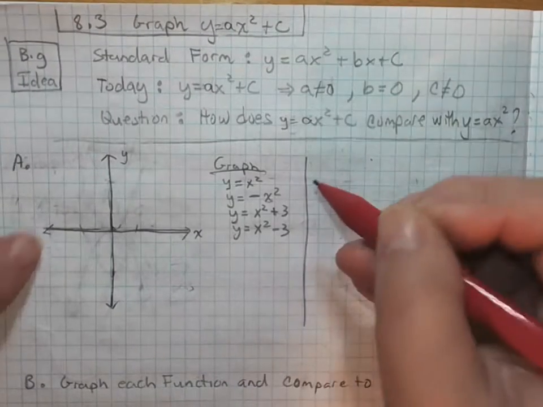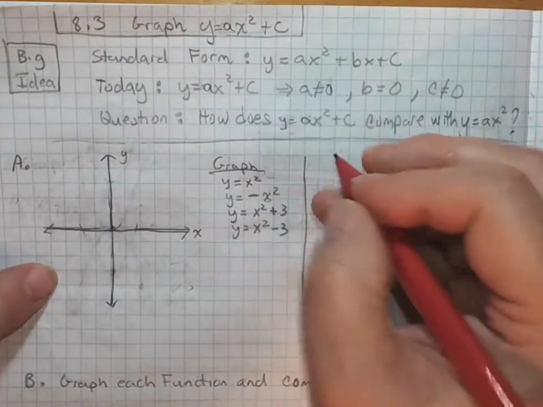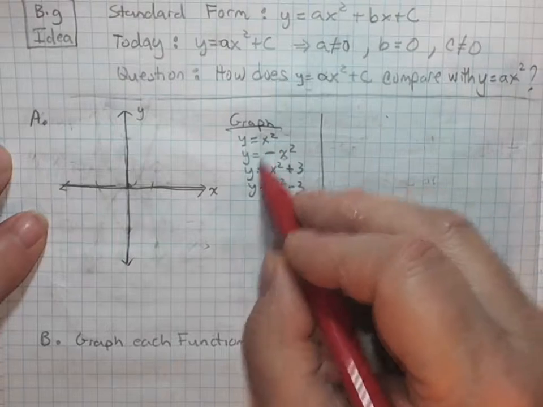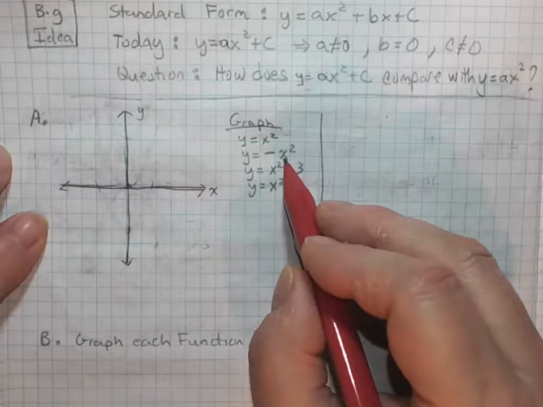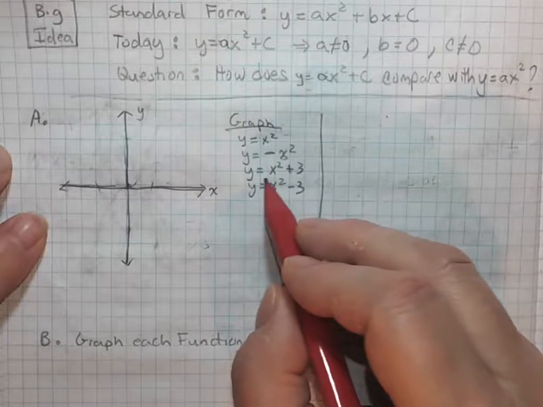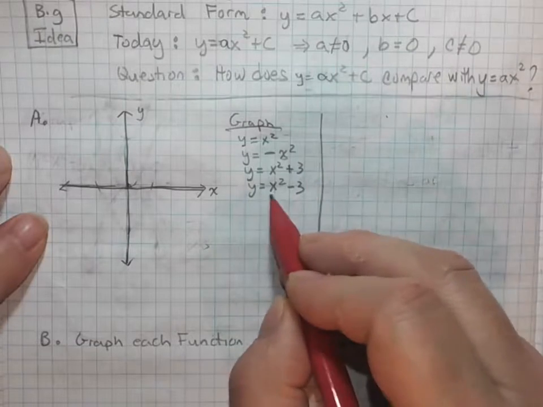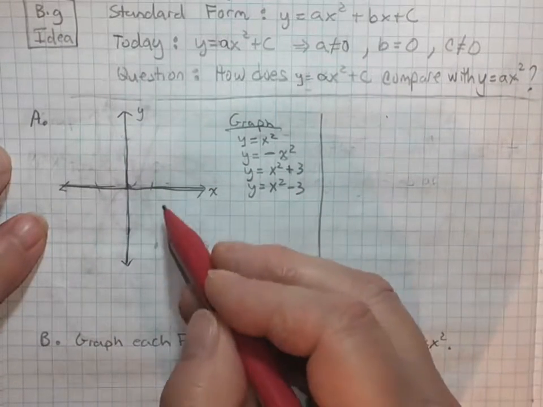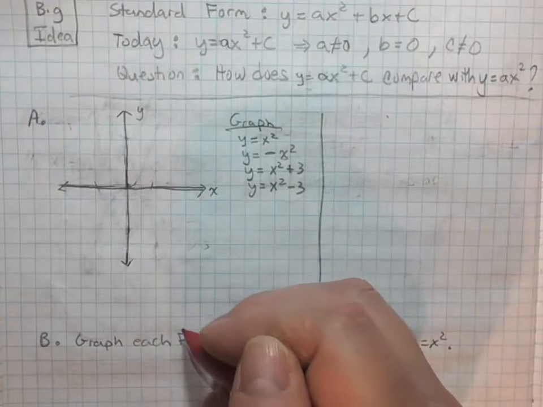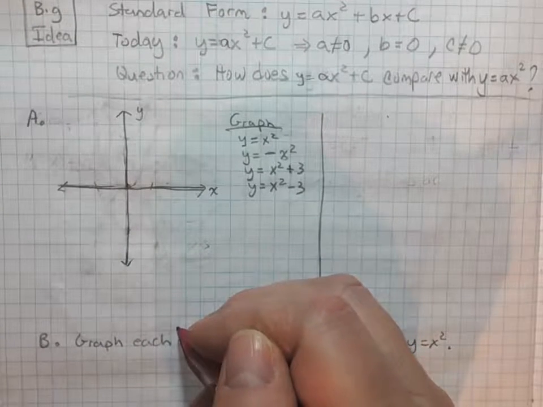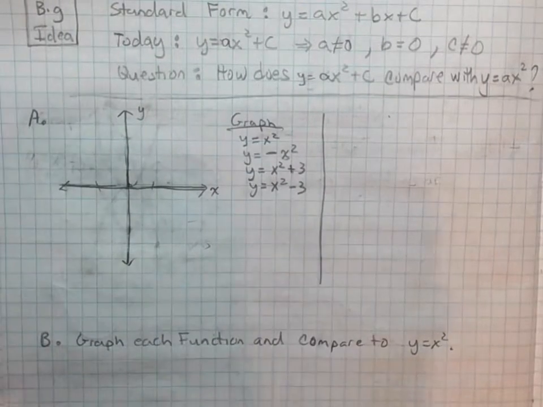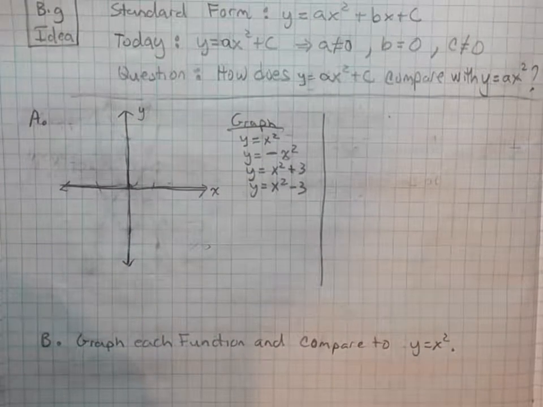All right, so you have written this down, and now we're going to begin by graphing several functions: y equals x squared, y equals negative x squared, y equals x squared plus 3, and y equals x squared minus 3. We're actually going to do it all in the same graph, and that way we can compare the differences in them. I would suggest using different colors so that you can distinguish the different graphs.